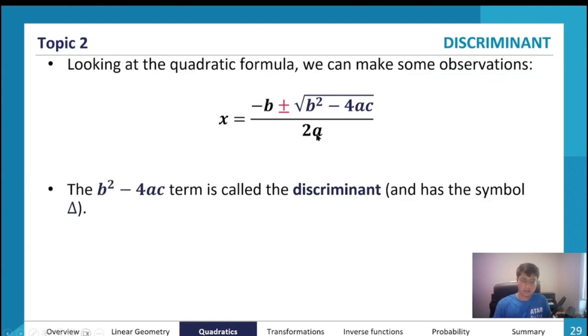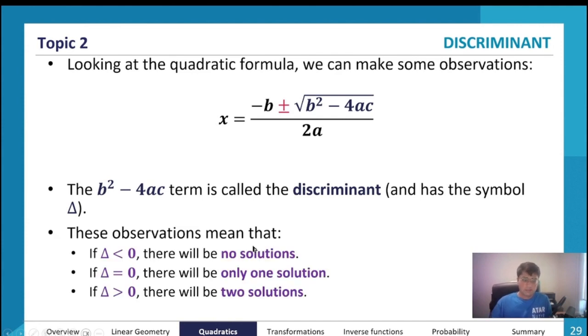Actually, we'll go into that a little bit later. So this expression here, b squared minus 4ac, is called the discriminant, and we give it the symbol delta, which just looks like a triangle. If this expression is greater than zero, we get two solutions, like I just said. If it's equal to zero, then the plus or minus doesn't really matter. We just end up with one solution, so x equals negative b over 2a. That's the only solution.